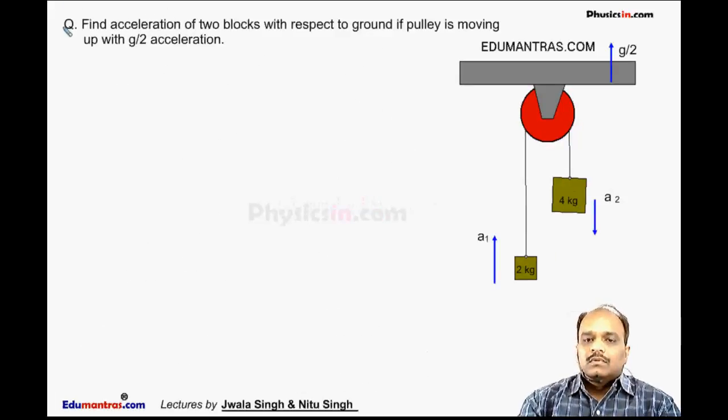Now find the acceleration of the two blocks with respect to ground if the pulley is moving with an acceleration g by 2. This pulley is going upward with an acceleration of g by 2. This is A1 with respect to ground.